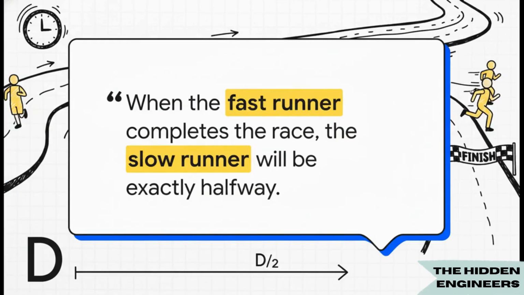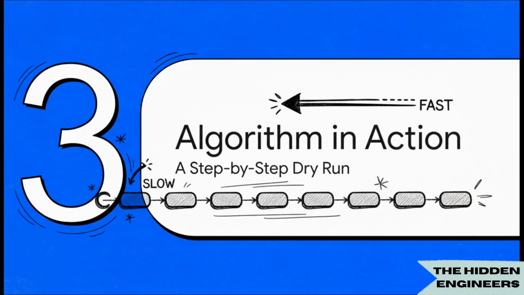This is the key insight. By the time the fast runner hits that finish line, where do you think the slow runner is going to be? Exactly halfway. It just makes sense, right? In the time it took the fast pointer to travel the full distance, the slow pointer, moving at half the speed, could only have traveled half that distance. Now, that logic sounds really solid, but hey, let's prove it.